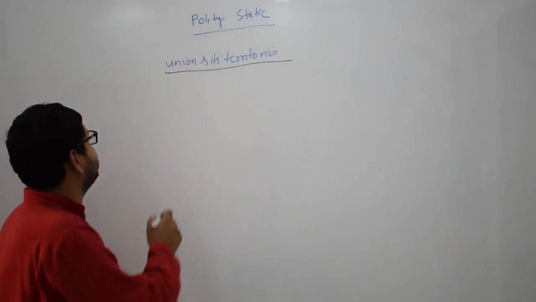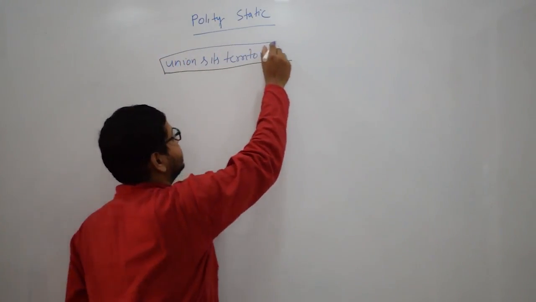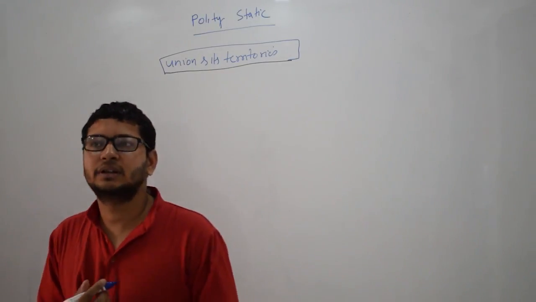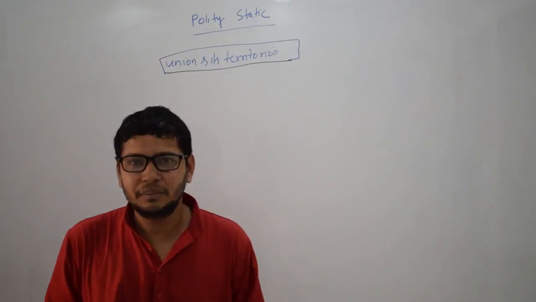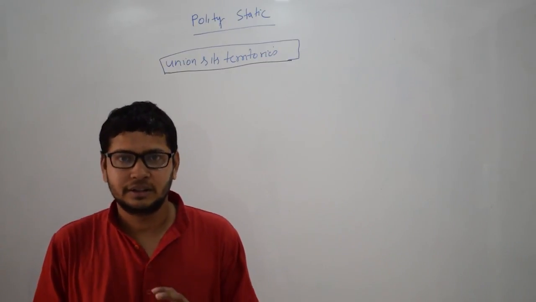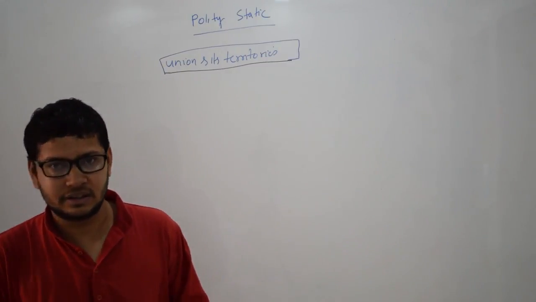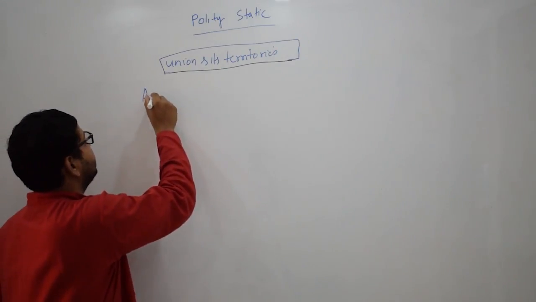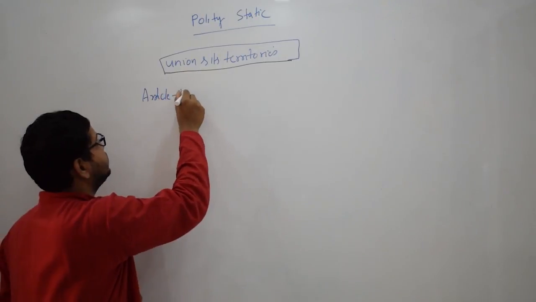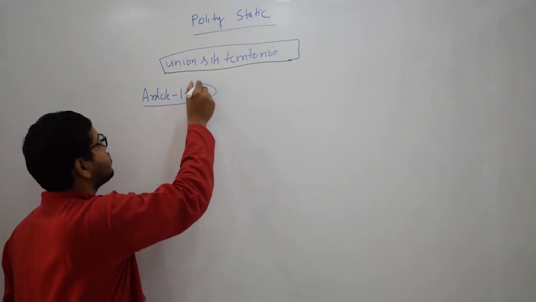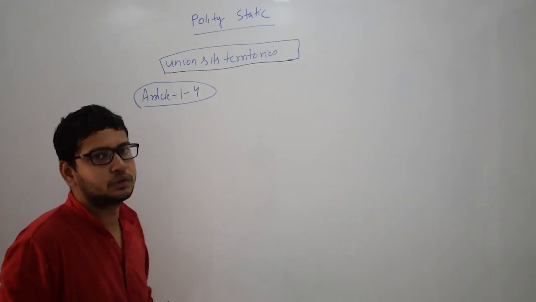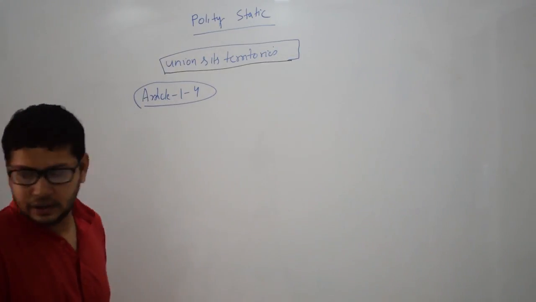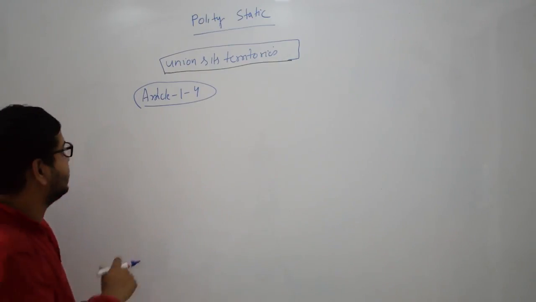So we'll start with the chapter Union and its territories. This is a small chapter and there are some important things which you need to remember in this chapter. This chapter contains Article 1 to Article 4, which are the starting articles of our Constitution. So we'll start with Article 1.